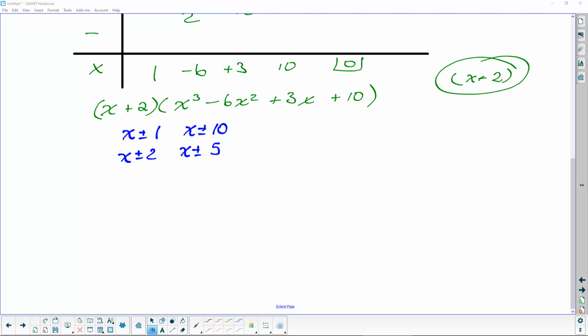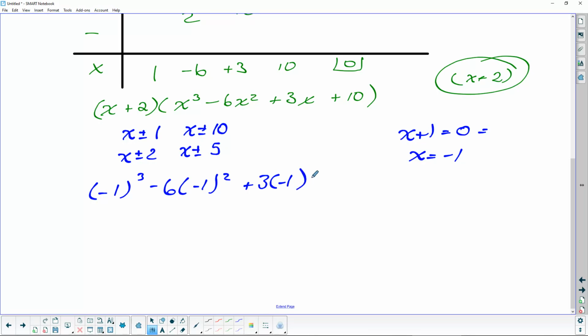I heard Delilah say x plus 1. Good job. Let's try x plus 1. X plus 1 equals 0, so x equals negative 1. Okay, let's do that one. So negative 1 cubed minus 6 times negative 1 squared plus 3 times negative 1 plus 10. So this one looks plausible. This is negative 1. This is negative 6. This is negative 3 plus 10. Good job, 0. Okay, so x plus 1 is a factor.